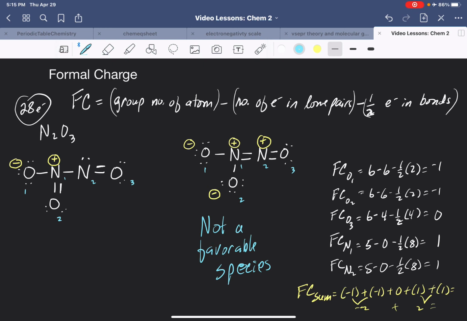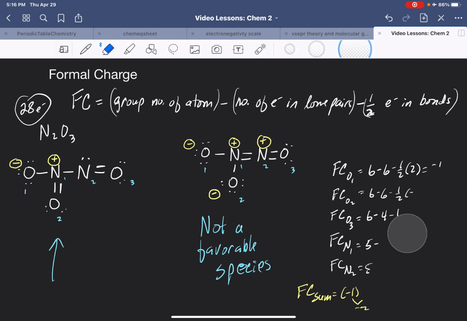So this is the least favorable species of the 2. So this would be what would occur. We would say that this is a favorable structure for this particular molecule.